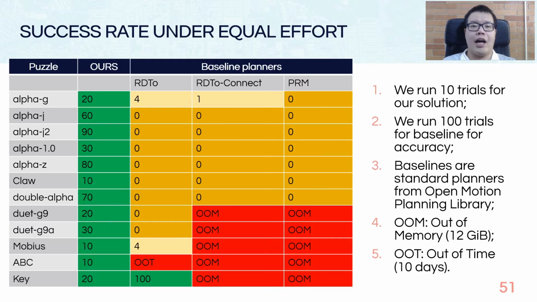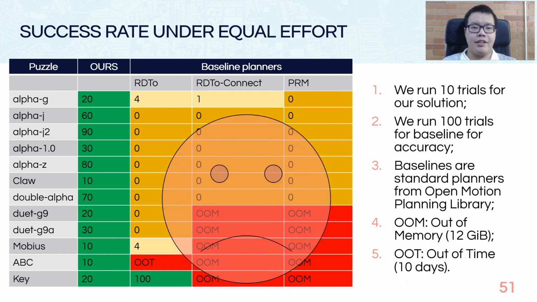We compare our algorithm against a few baseline planners under the equal effort criterion. To estimate the success rate, we run 10 trials for our solution and 100 trials for baseline solutions for better accuracy. Baseline planners are the standard planners coming from the Open Motion Planning Library. You can see our solution can solve those puzzles with a very high success rate, while the baseline planners usually suffer from a low chance of success, or running out of time, or running out of memory.